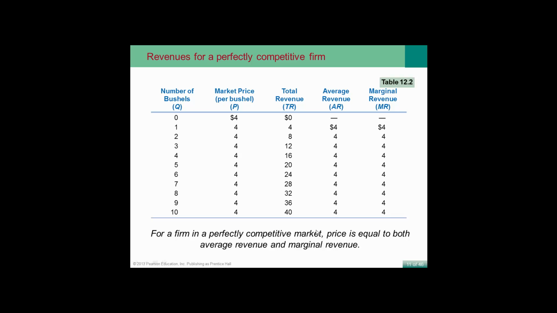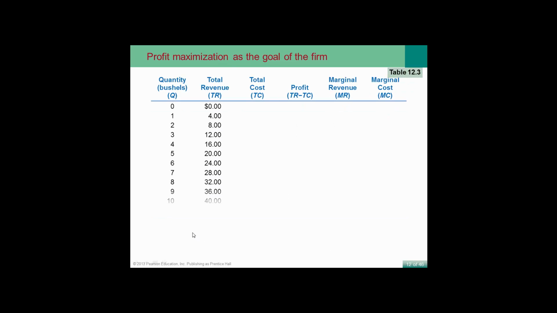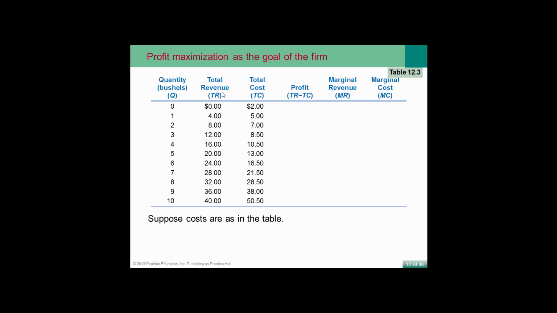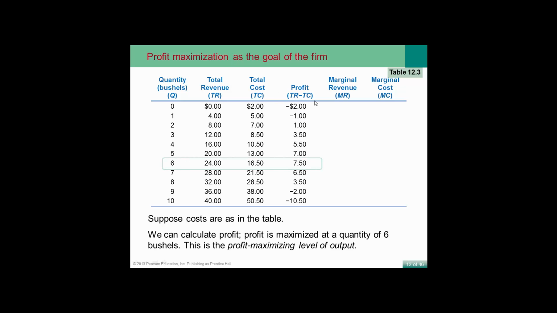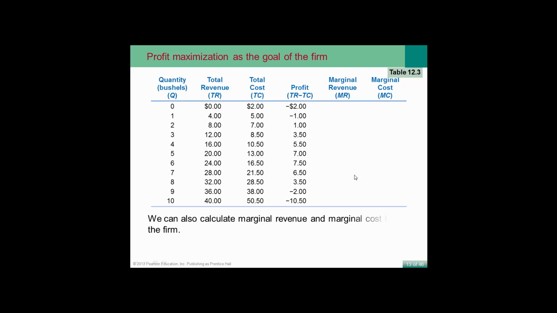So for a firm in a perfectly competitive market, price is equal to both marginal and average revenue. So, the profit maximization goal. In this, we need profit, which is total revenue minus total cost. Here is the total cost, which includes our fixed and variable costs, as we talked about in the previous chapter. At 6 bushels, the total revenue is $24, the total cost is $16.50, and the profit is $7.50. So profit maximization would be at 6 bushels.